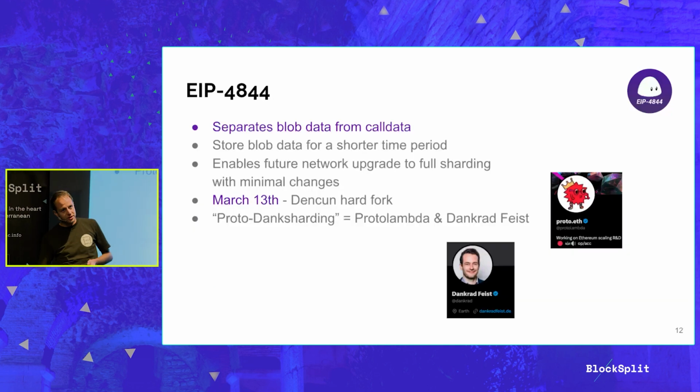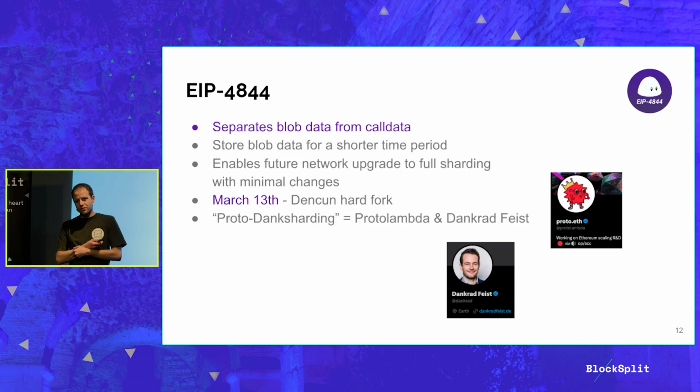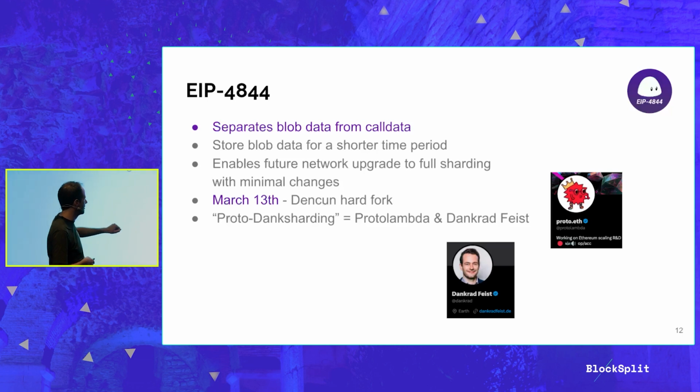And how do we do that? Here comes EIP-4844. It brings another type of data, blob data, that will be separated from the call data. It will have a shorter time period. It will be discarded after 18 days. It is popularly known also as proto-danksharding, after the two people who were working on proposing this solution, Dankrad and Protolambda.